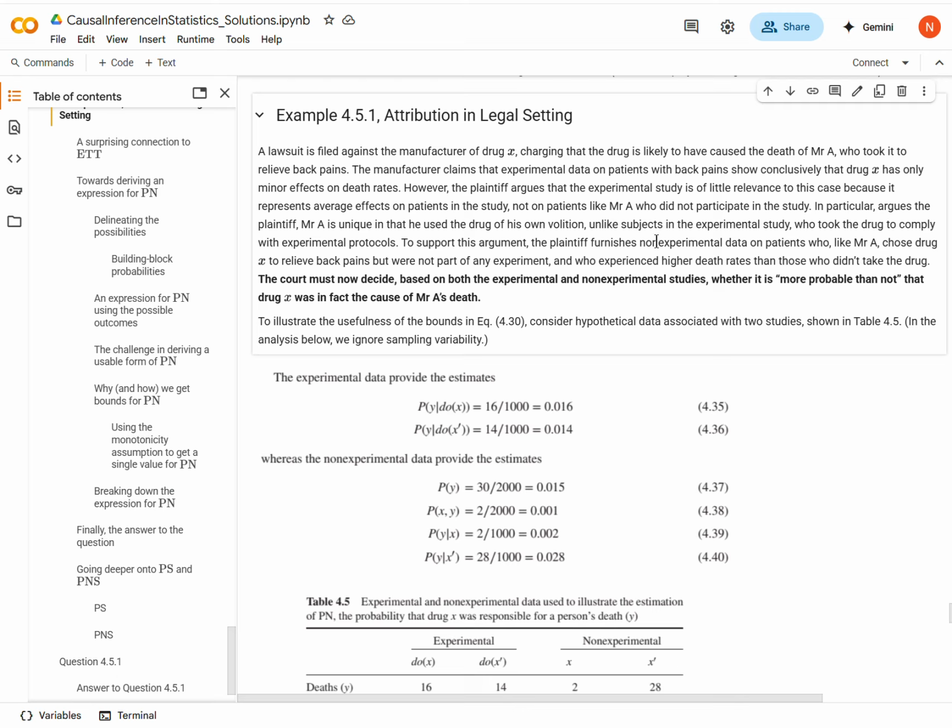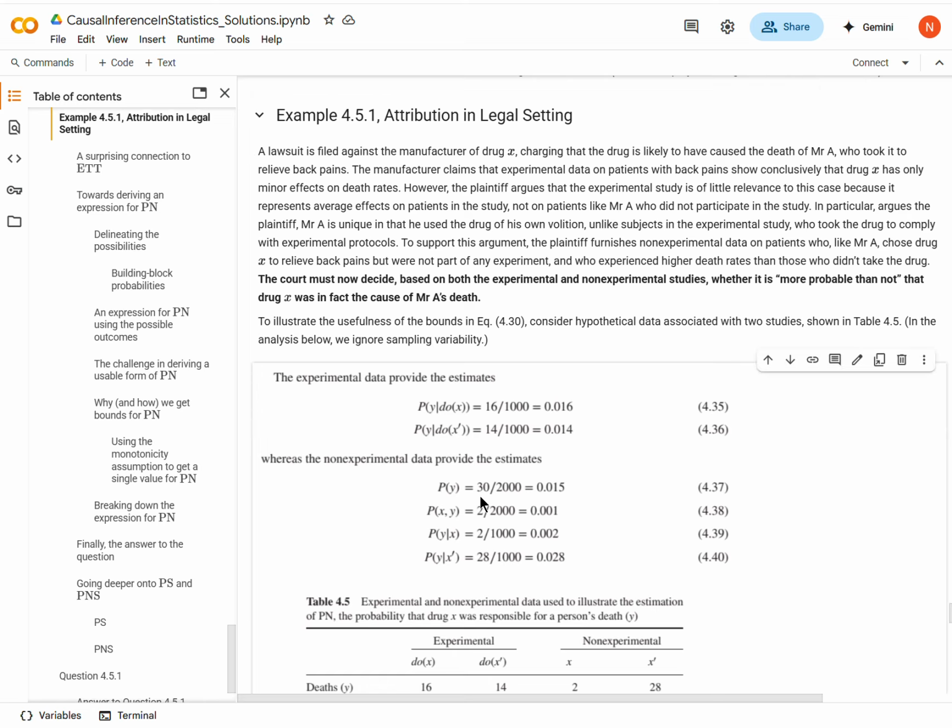To support this argument, the plaintiff furnishes non-experimental data on patients who, like Mr. A, chose the drug to take for back pain, were not part of an experiment, and experienced higher death rates than those who did not take the drug. So that's observational data, and that is represented here. The overall probability of death is given here. The probability of taking the drug and death is given here.